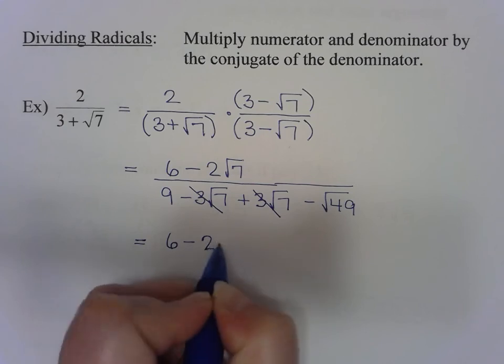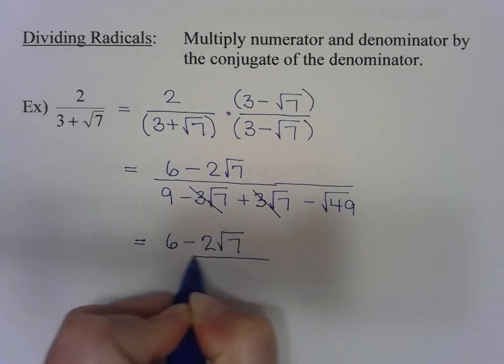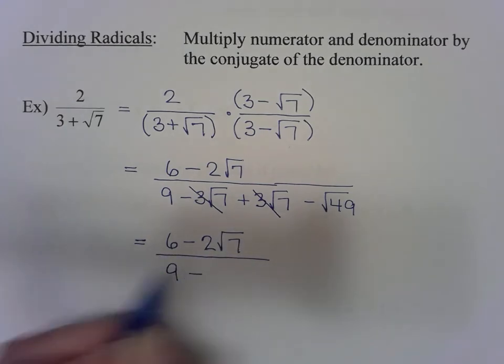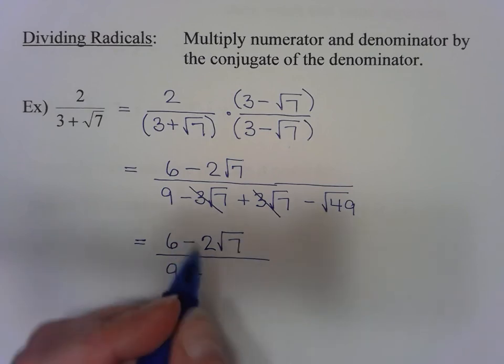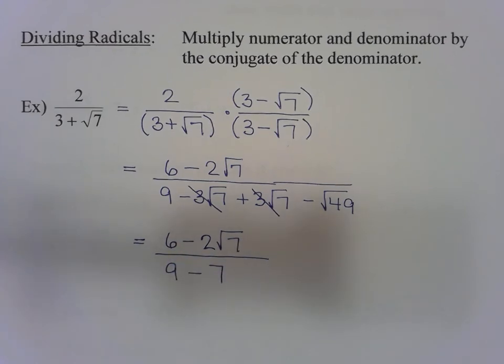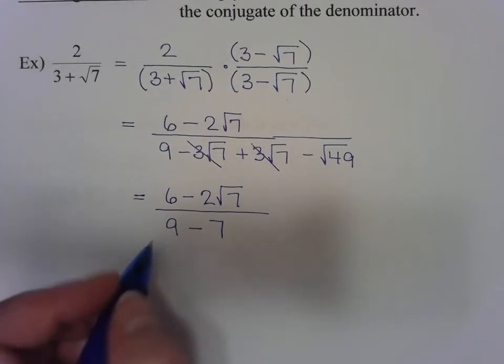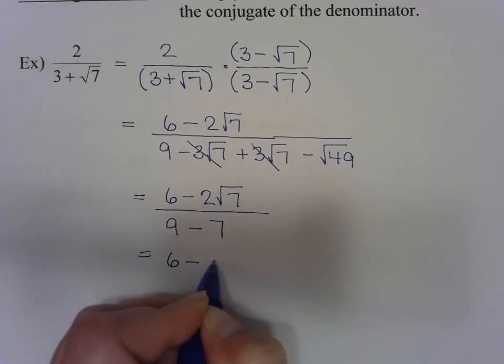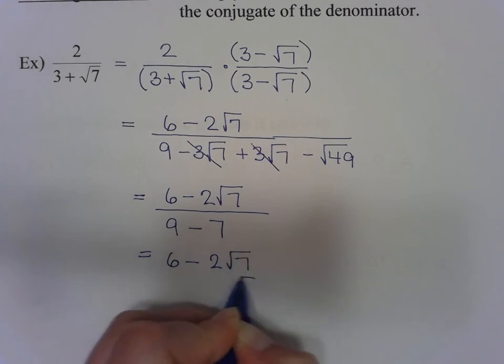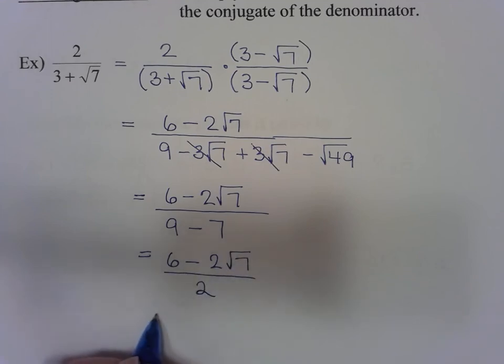These two middle terms add to 0 and drop out. So we have 6 minus 2 square root of 7 over 9 minus the square root of 49, which is 7. So really that's going to give us 6 minus 2 square root of 7 over 2. And when we divide by a single number, if I have a plus or a minus, I have to divide both parts. So 6 divided by 2 gives me 3. 2 times the square root of 7 divided by 2, the 2's cancel, and I just get the square root of 7.